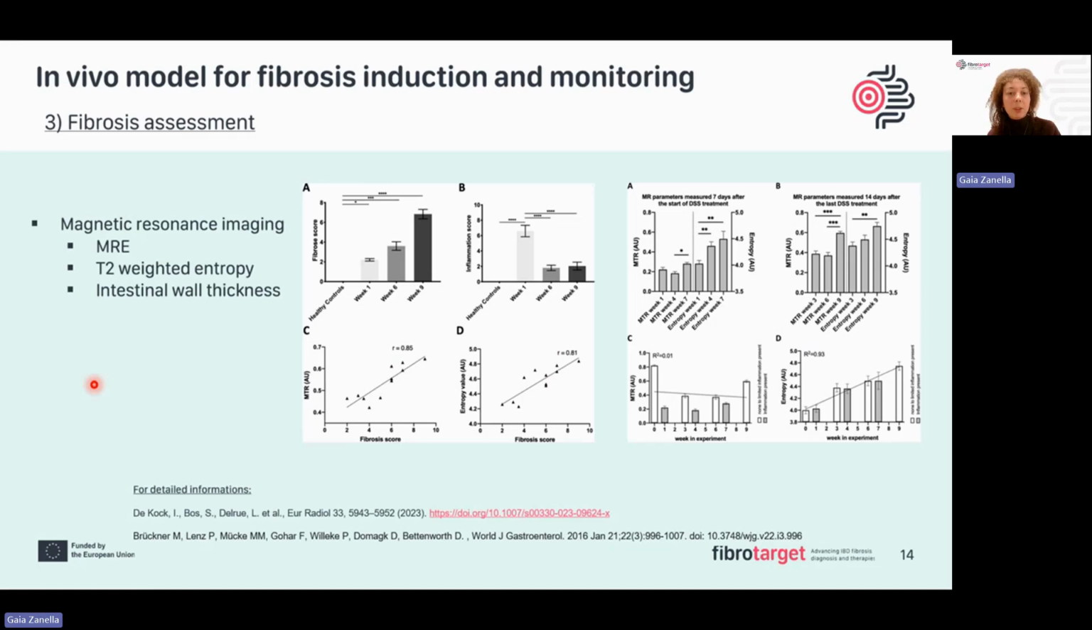studies showing how some specific sequences, such as the magnetization transfer ratio, as well as the texture entropy, so texture analysis performed on T2 weighted images, can nicely assess and identify fibrosis. So this is something that we're still also trying to perform in our consortium. So hopefully in the next months, we will be able to come up with sequences or with integration of sequences that will allow the use of MRI for detection of fibrosis in mice, which of course will lead to a non-invasive manner of fibrosis detection.